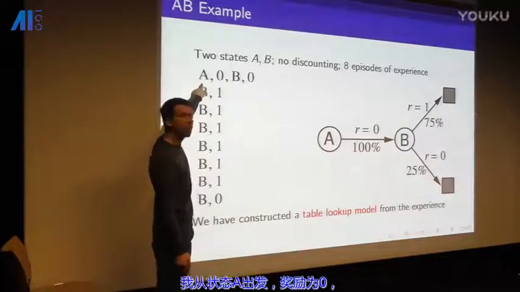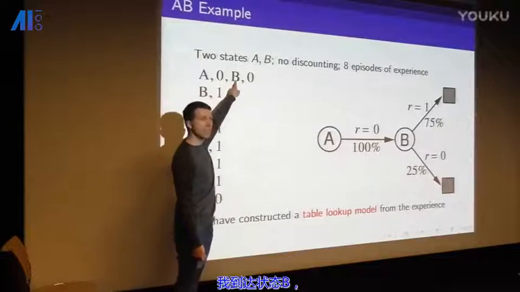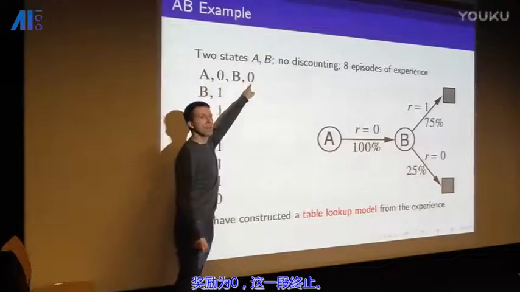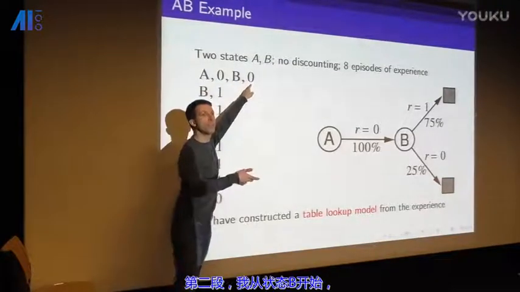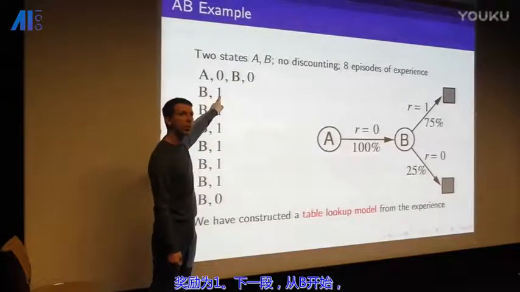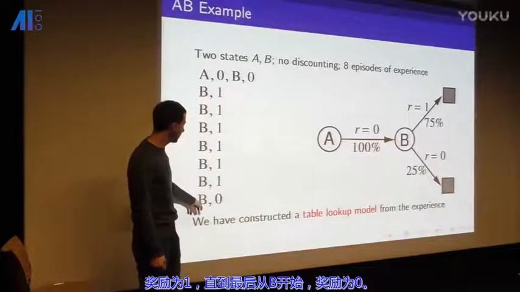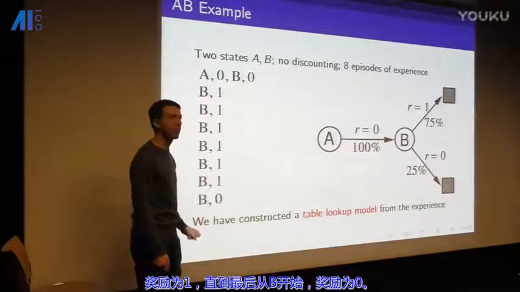So this means on the first episode, I started in state A, got reward 0, then went to state B, got reward of 0, and then the episode terminated. Second episode, I started in state B, saw a reward of 1. Next episode, started in B, reward 1. Until finally, started in B, got reward 0.